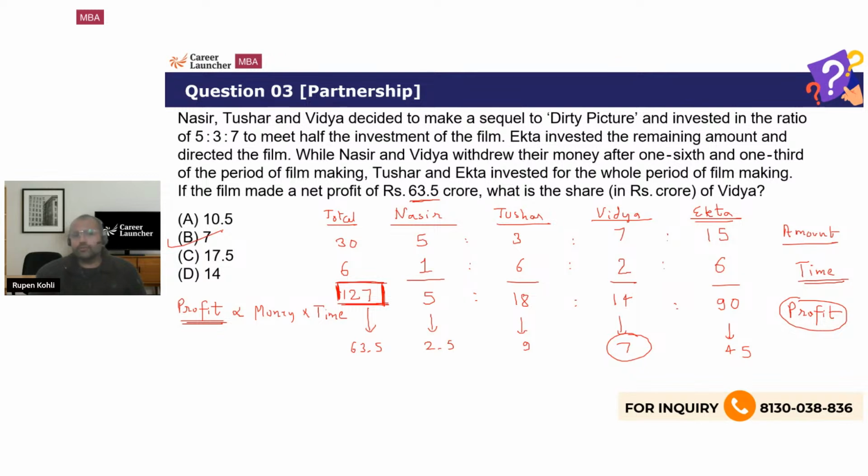Right? Concept: profit is proportional to the product of the two parameters, which is the amount and the time. That is your partnership concept, people. So this question captures the concept, I think, perfectly in detail, right? How do you deal with such kind of situation? Money and time, both parameters are variable for each person. Accordingly, you take the ratios and you take the product also.